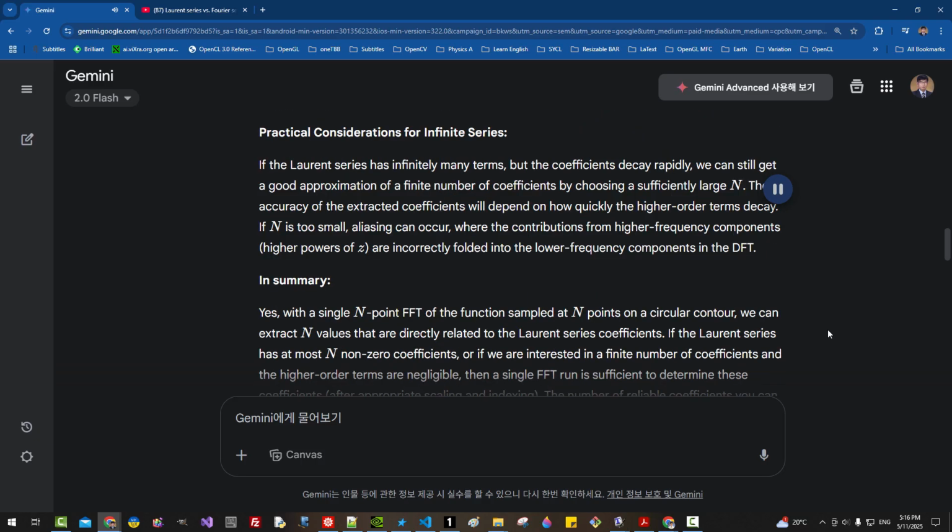Practical considerations for infinite series. If the Laurent series has infinitely many terms, but the coefficients decay rapidly, we can still get a good approximation of a finite number of coefficients by choosing a sufficiently large n. The accuracy of the extracted coefficients will depend on how quickly the higher-order terms decay. If n is too small, aliasing can occur, where the contributions from higher frequency components, higher powers of z, are incorrectly folded into the lower frequency components in the DFT.